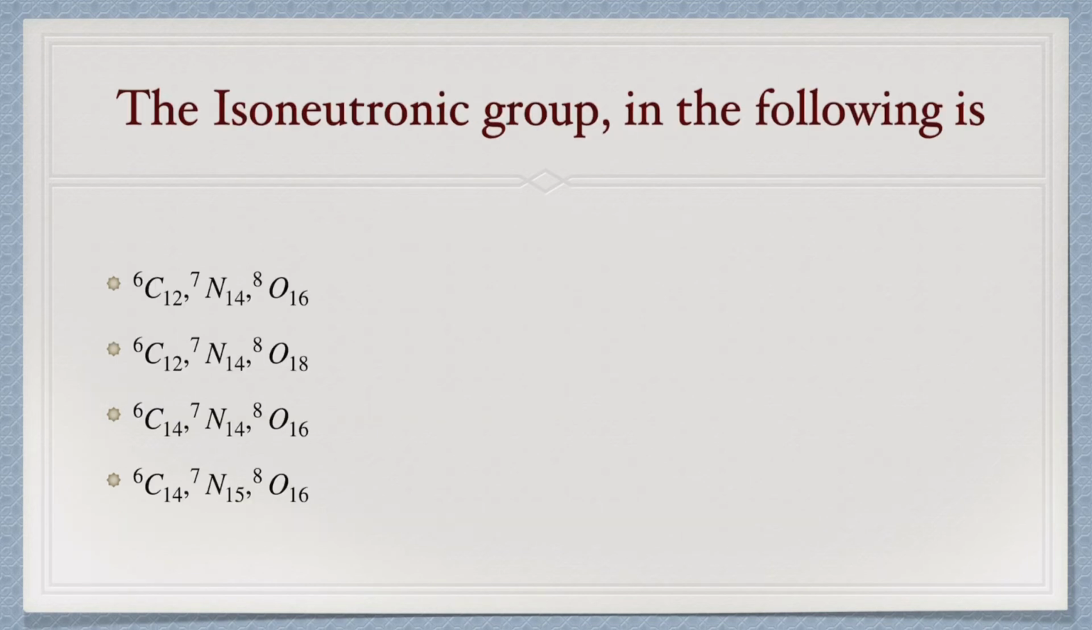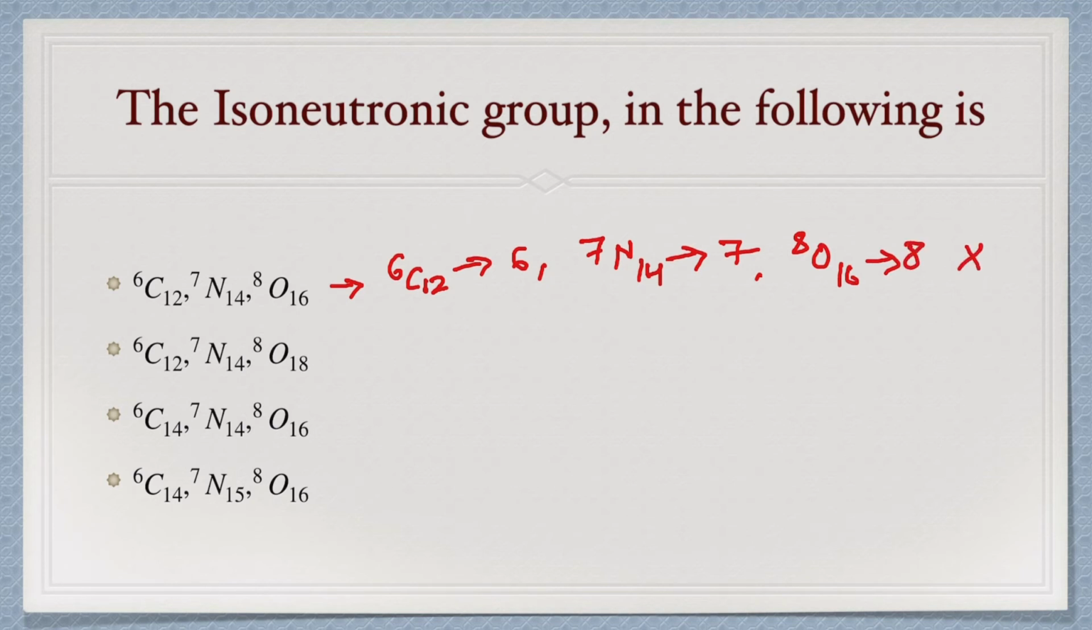The isoneutronic group in the following is... so we have to find the isoneutronic group. So if we check the first, in 6C14 the number of neutrons is 8, not 14. In 7N14 the number of protons is 7, and in 8O16 the number of protons is 8. So this is not isoneutronic because the number of neutrons is not the same.